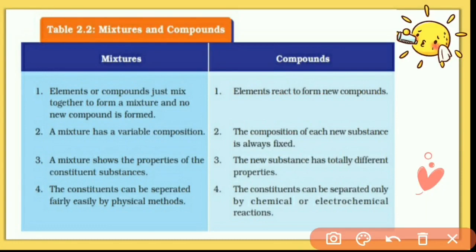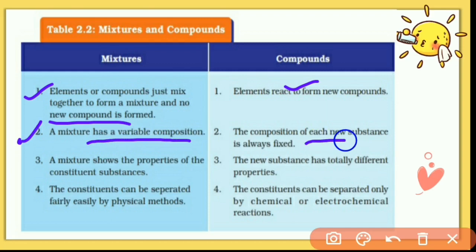Difference between a mixture and a compound. In a mixture, elements or compounds are just mixed together and no new substance is formed. But in a compound, elements react to form a new compound. Next difference: a mixture has variable composition, but in a compound the composition is always fixed. The constituent substances always combine in a fixed composition.